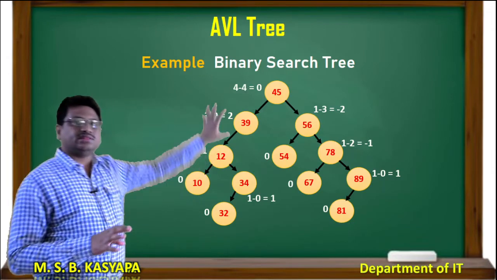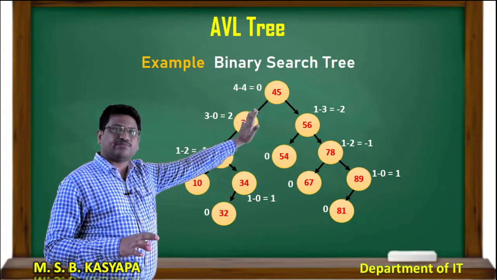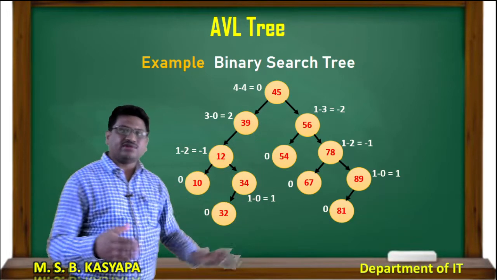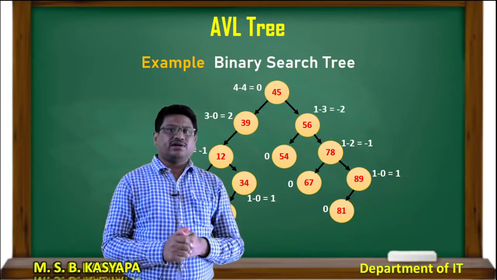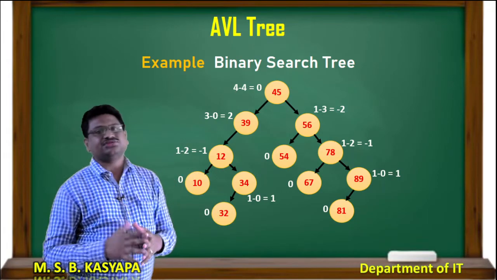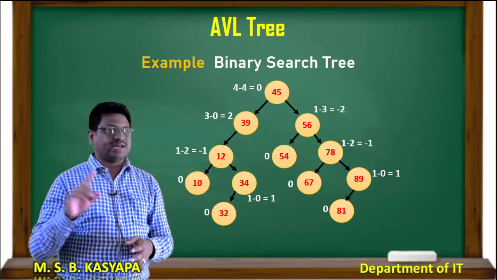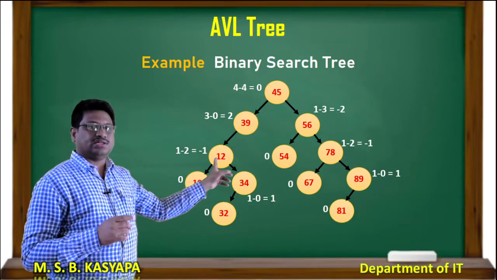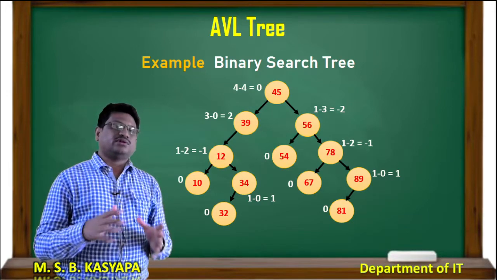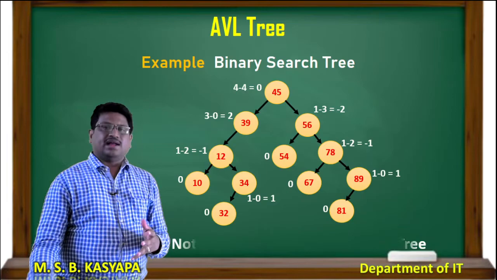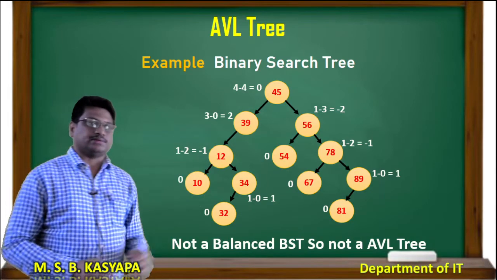If you see here, 39 has a balance factor of 3 and 56 has a balance factor of minus 2. So according to the AVL tree balance factor rules, if I want to say a binary search tree is balanced, the balance factor must be minus 1, 0 or 1. So now I can say it is not a balanced tree, it is an unbalanced tree. If it is not a balanced tree, it is not an AVL tree.